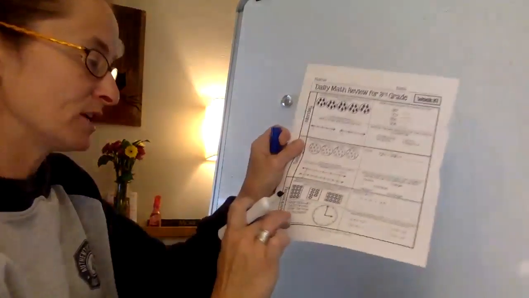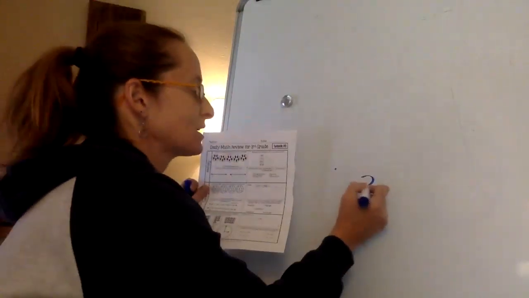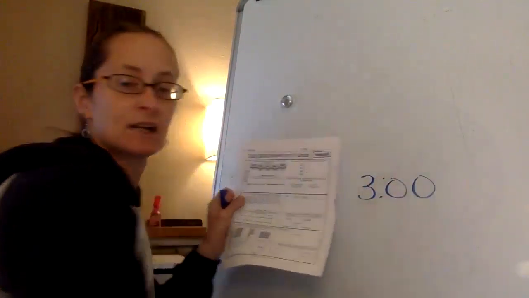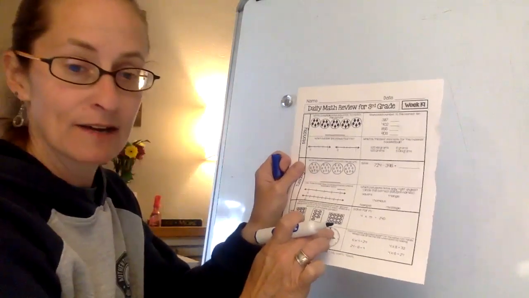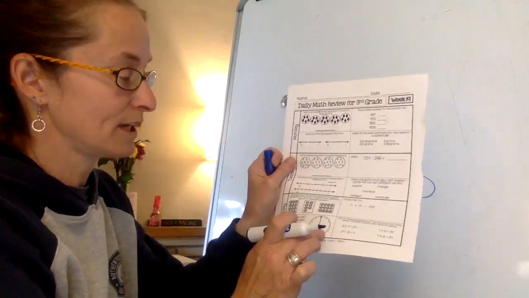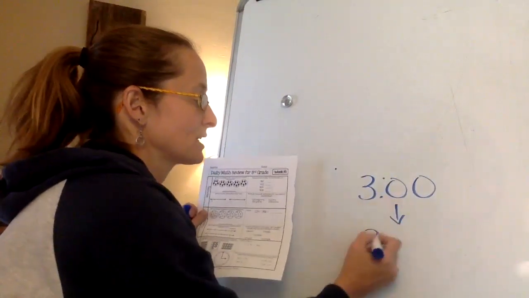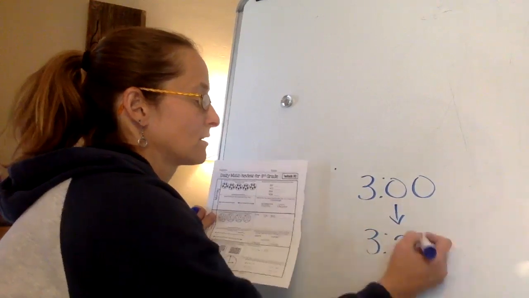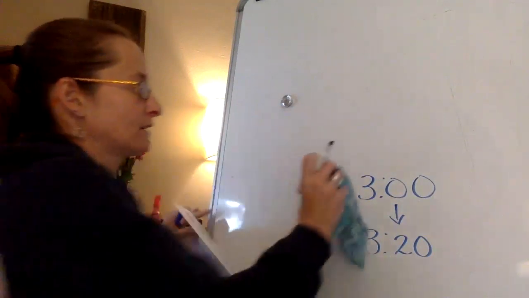Okay? All right, so moving ahead to the clock. What time will it be 20 minutes after the time on the clock? Well, the clock shows 3 o'clock. So if I go 20 more minutes, 5, 10, 15, 20, you're still in the 3rd hour. So 20 minutes later would be 3:20.